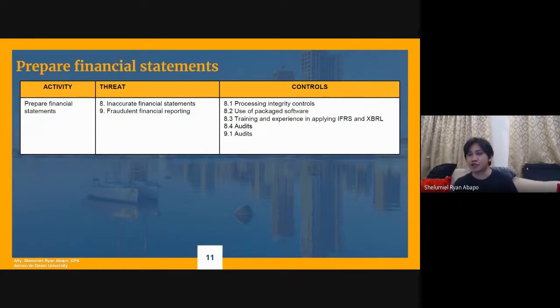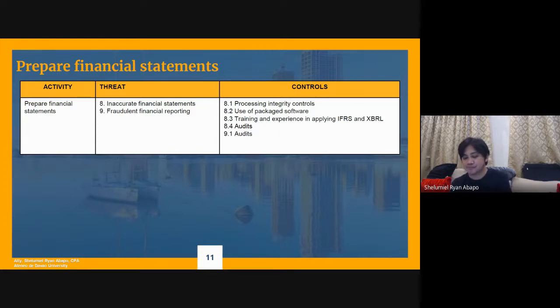And then, of course, another control will be the use of audit, okay, which is similar to the use of audit as a control for fraudulent financial reporting. So what is the audit contemplated here? The audit contemplated here would refer to external audit. Okay, this is the audit to be conducted by an independent auditing firm that will review the financial statements if they are fairly presented and free from fraud or misrepresentation.